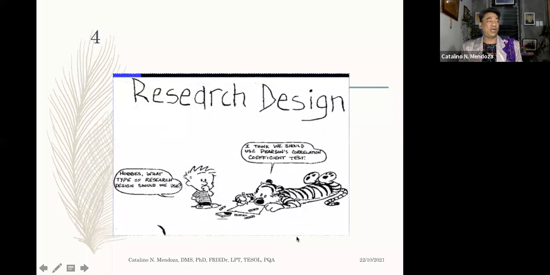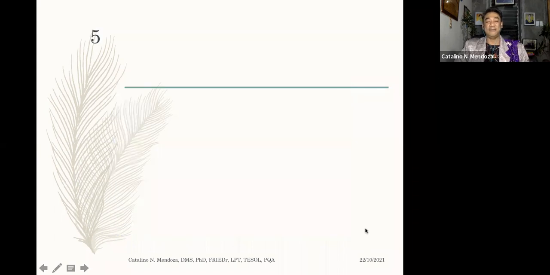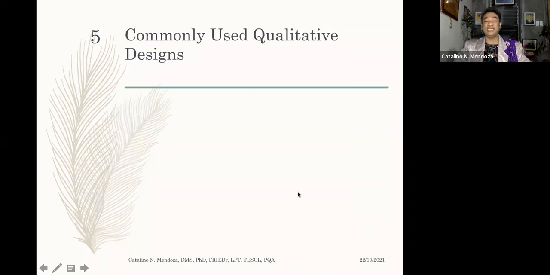So let us try to consider this figure. Research design. What type of research design should we use? I think we should use Pearson's correlation coefficient tests if it is focused on the quantitative aspects. But when we are talking here of qualitative, it depends on the description. It depends on the qualitative data, the information at hand. It is not numerically presented. Okay, so commonly used qualitative designs are the following.